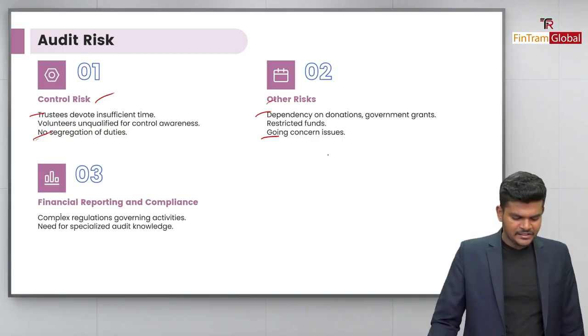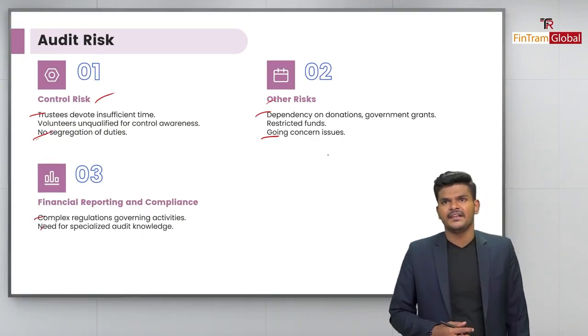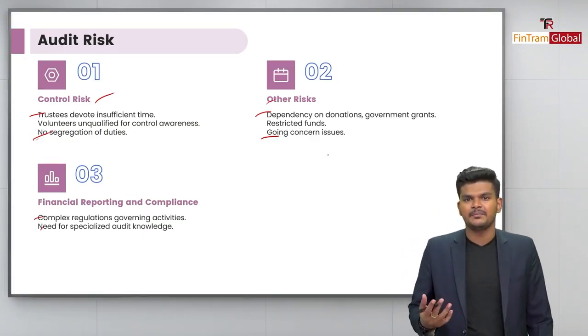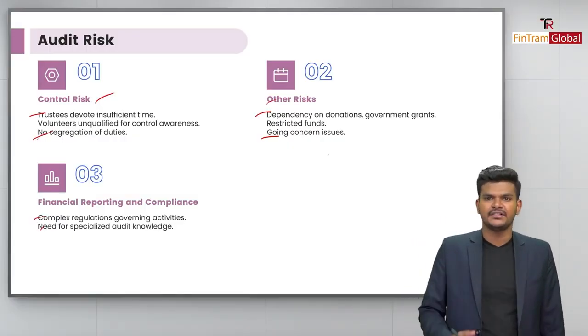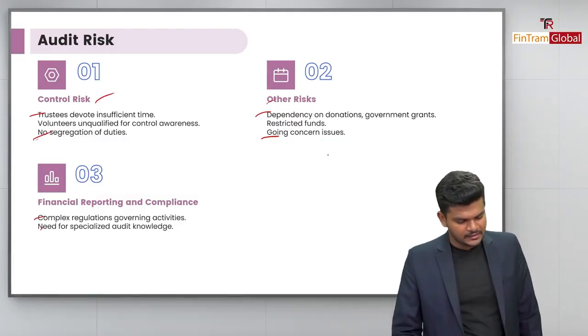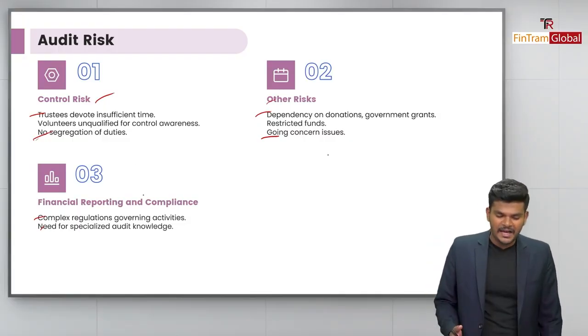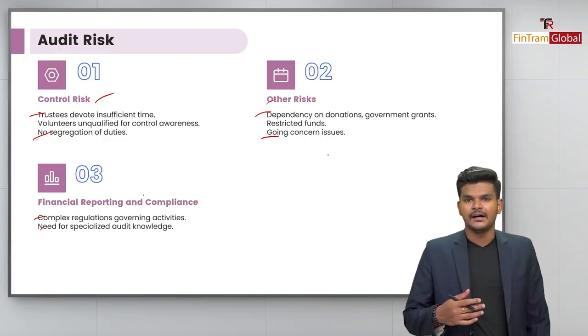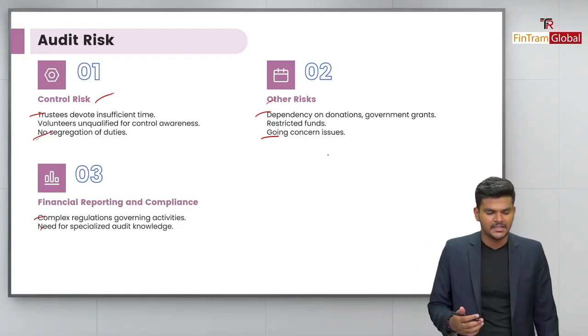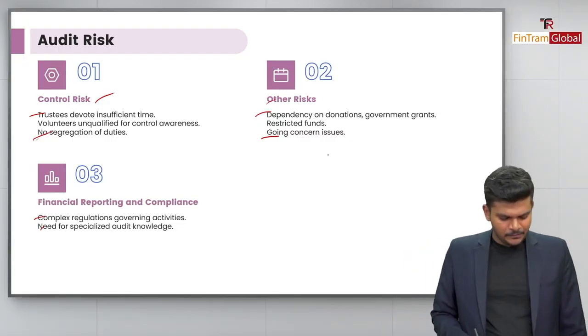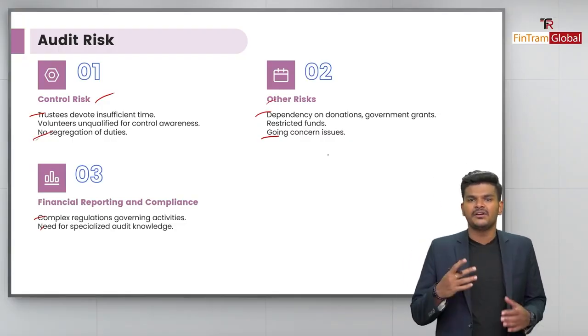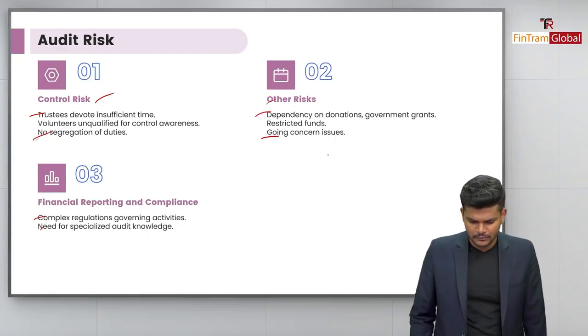And then compliance issues. For example, organizations like charities need to comply with a lot of tax regulations, right? So, if those kinds of regulations are not complied with, then that can increase risks related to that, right? So that's basically the idea. And then, you need specialized audit knowledge to audit these kinds of entities as well. Okay, folks. So that's basically it.